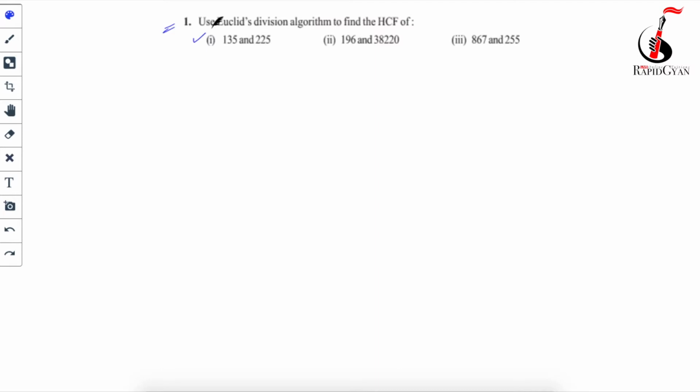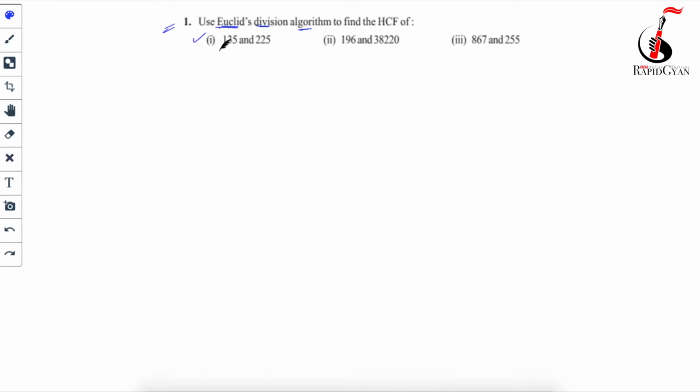Now, it's very important. In the previous lecture also I have mentioned that it's very important to read the questions carefully, because it's clearly mentioned that you will have to use Euclid's division algorithm. So you cannot find the HCF of these two numbers by the normal methods which you have studied in your previous classes. So we will have to use Euclid's division algorithm.